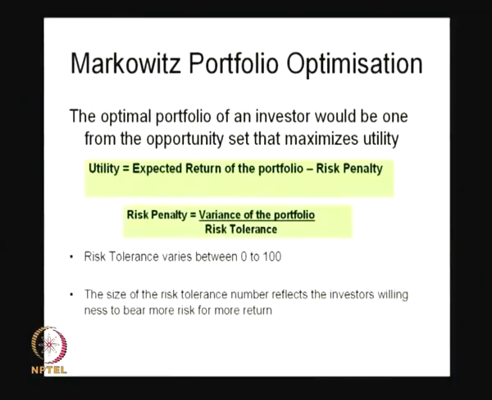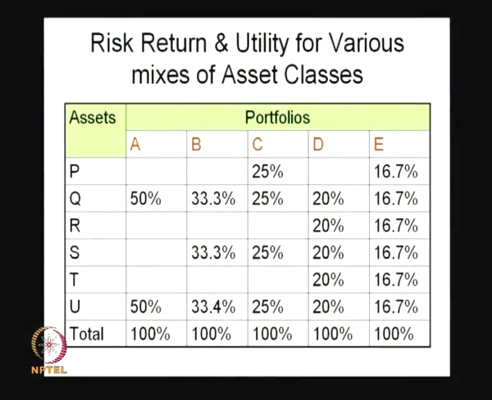The size of the risk tolerance number reflects the investor's willingness to bear more risk for more return. That means, to get more return, how much more risk the investor can take, that is what your tolerance limit is trying to answer. From the tolerance limit, we can calculate this risk penalty, and from this risk penalty you can calculate the utility function of this investor at that particular time. So, if you see this example, it will be more clear for you.